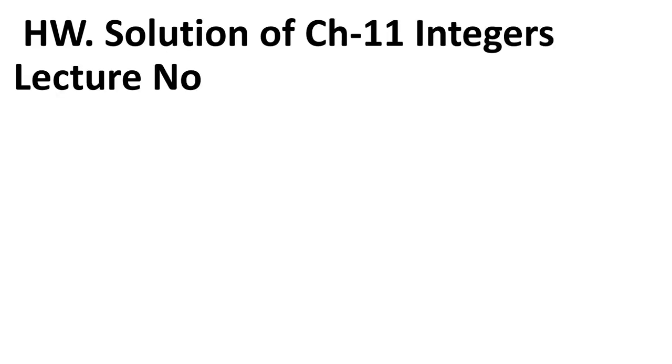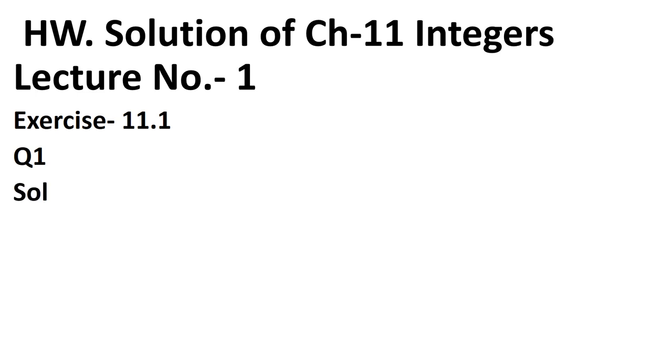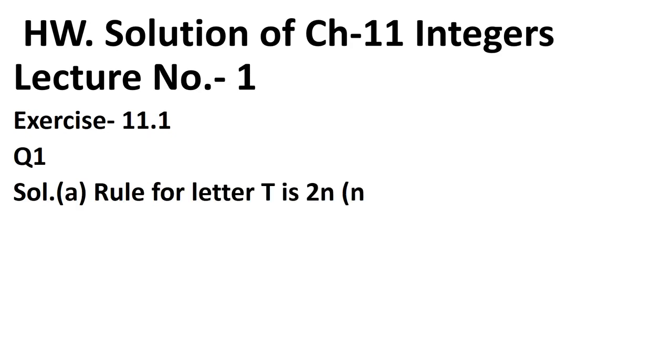Now let's see the homework solution of chapter 11 integers, lecture number 1. I have given you exercise 11.1. See question number 1. In this you have to write down the rules of different alphabets. So I have done only the solution for you. Rule for letter T is 2n, where n is a variable.